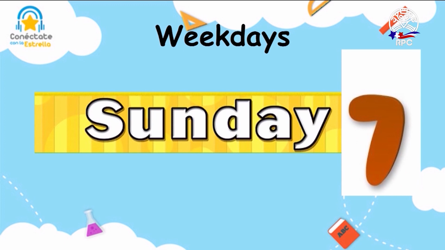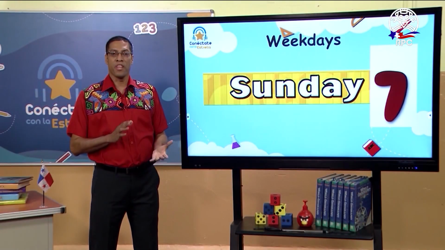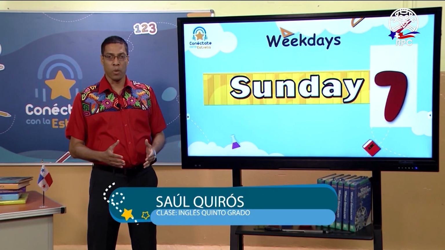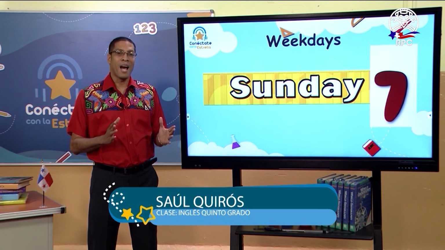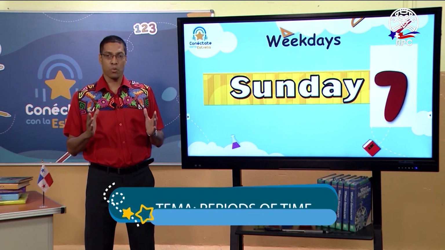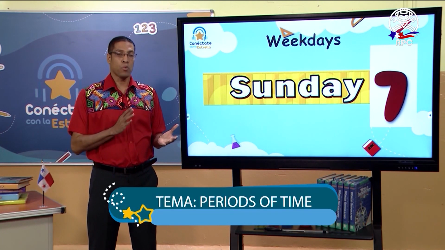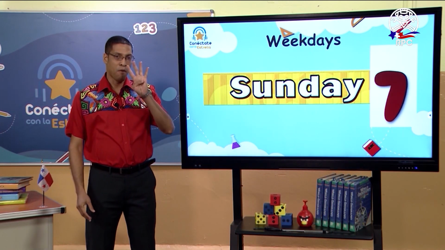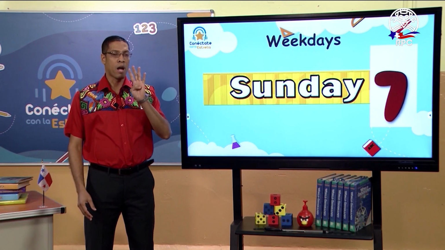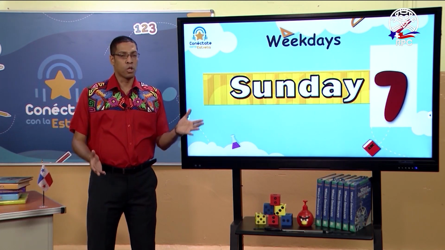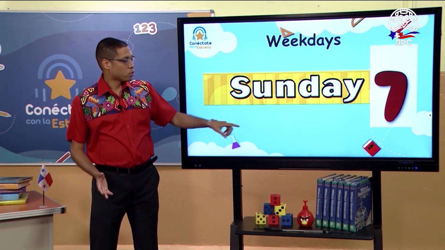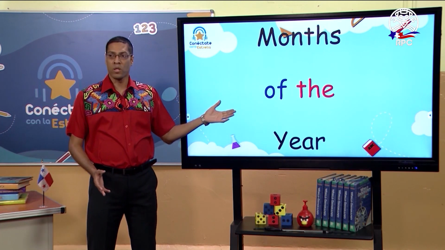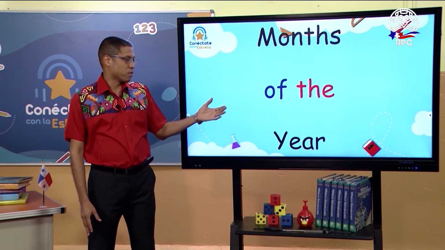And the seventh day of the week is Sunday. So these are the 7 days of the week. Each week has 7 days, as we explained. And these weeks become months. Each month has around 4 to 4.5 weeks, sometimes 5. So let's see which ones are the months of the year.